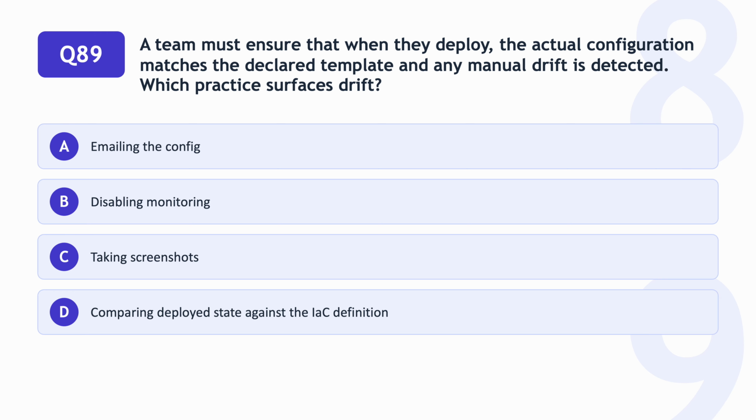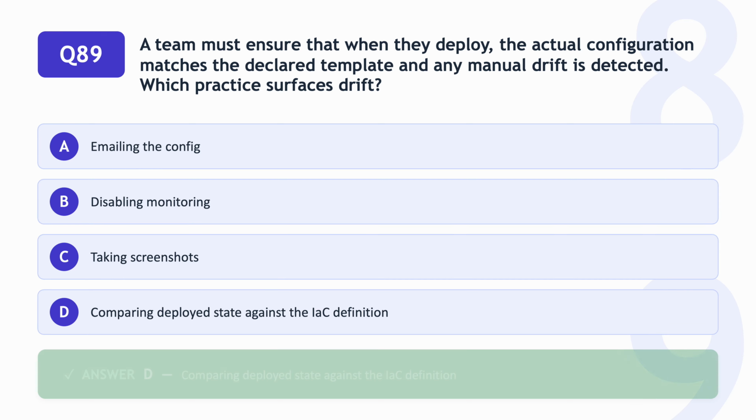Question 89. A team must ensure that when they deploy, the actual configuration matches the declared template and any manual drift is detected. Which practice surfaces drift? A. Emailing the config. B. Disabling monitoring. C. Taking screenshots. D. Comparing deployed state against the IaC definition. Pause the video if you don't want the answer yet.